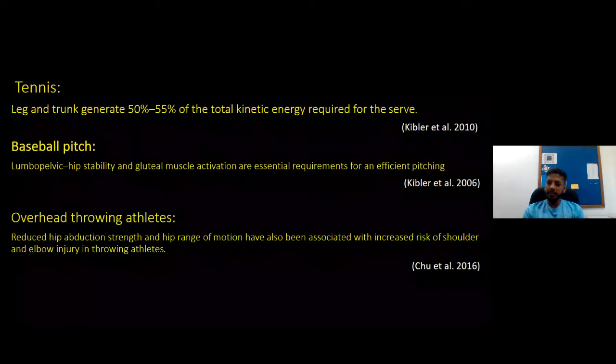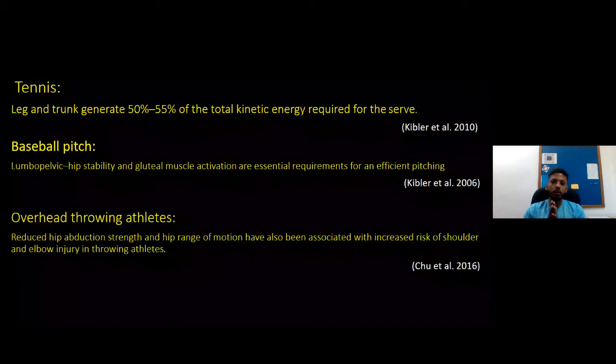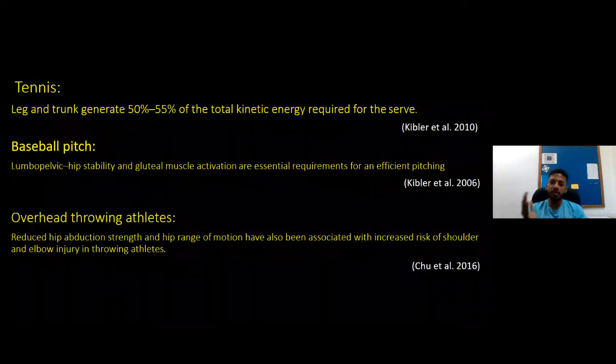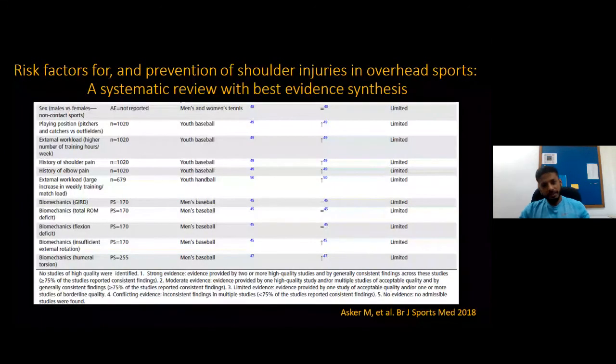So all these studies don't consider the shoulder as an isolated joint and the shoulder musculature as isolated muscles. Rather, they consider every overhead sport movement as the entire human movement system. So there are various risk factors we try to focus on in order to prevent shoulder injuries in overhead sport. A recent systematic review has suggested a few.